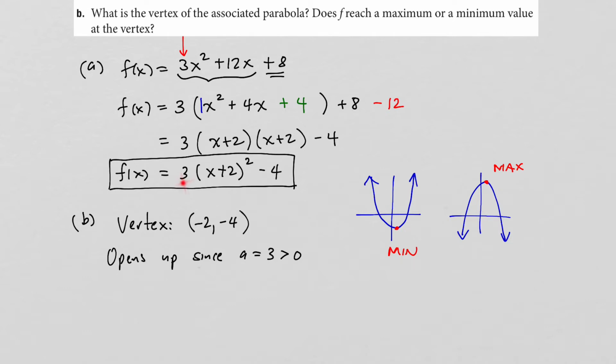So I'm identifying the number a here, right, in front of the parentheses. If that number is positive, we know it opens up. And if it opens up, we know that the vertex is at the minimum value, right? Because in that case, the vertex is at the bottom of the curve. So that's the minimum value of the curve.